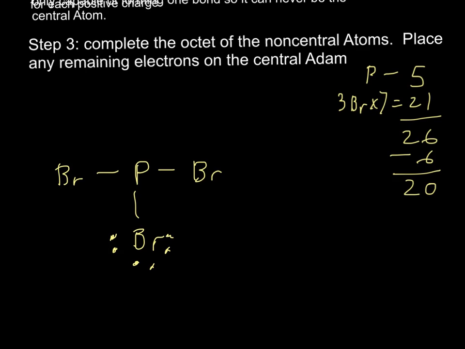Now each one of these bromines is in the same situation. They each need 6 more electrons to complete their octet. And I have 3 bromines. So 6 electrons to each of my bromines times 3 bromines means that to complete my skeletal structure, I just used 18 electrons. 2, 4, 6, 8, 10, 12, 14, 16, 18.